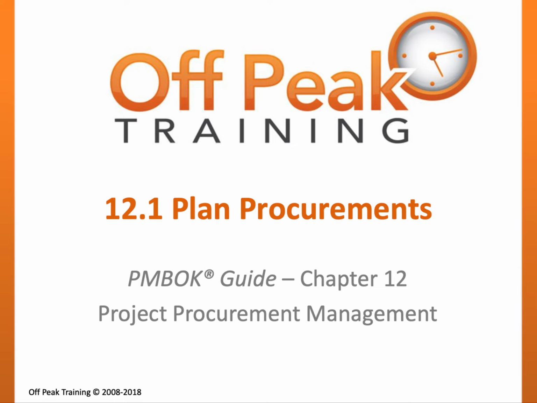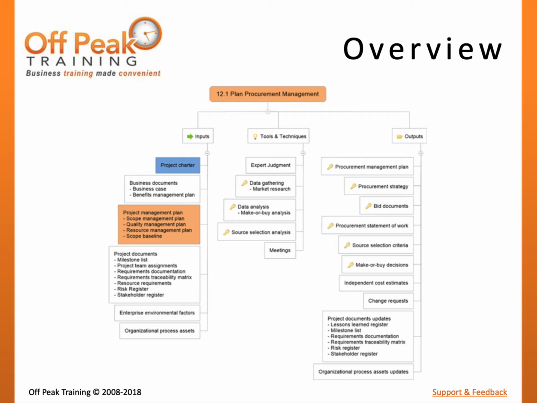In this module, we will learn the inputs, tools and techniques, and outputs of the Plan Procurement Management process. Plan Procurement Management is the process of deciding which project assets need to be purchased. The project team must decide whether or not to purchase, how to purchase, as well as how much and when to purchase. In this process, the project team prepares for other procurement management processes by documenting a structured approach and determining the purchasing requirements.